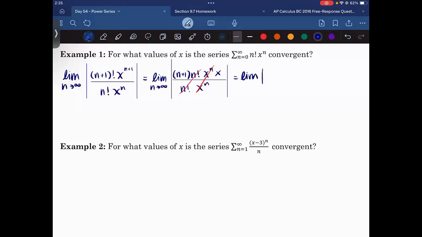And we are going to cancel the things that match and then take the limit. So if we see here, we have the limit of (n plus 1) times the absolute value of x. If we take the limit as n approaches infinity, this right here is going to go to infinity. So we could say it's less than 1 because that's where it converges. But for us, the only place it can really do that is at 0. So what that means is the x value has to equal 0.